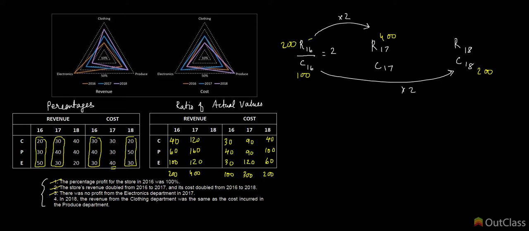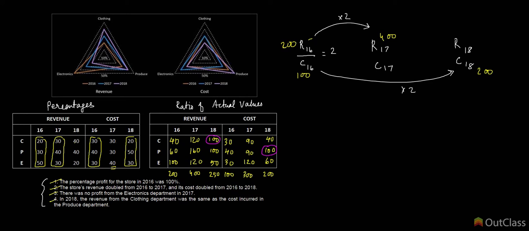Clue 4 says in 2018 the revenue from the clothing department was the same as the cost from the produce department. 2018 revenue from clothing is the same as cost in the produce department in 2018. So that should also be 100. Notice that 40% is becoming 100. So that is into 2.5. So this 40 is also 100 and that 20 is 50 for a total of 250.